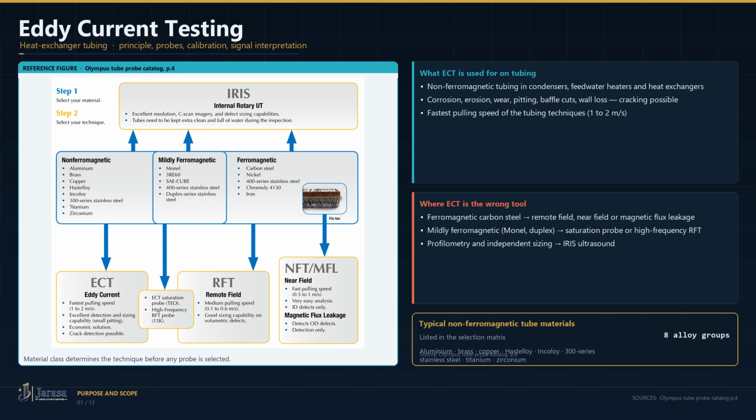Eddy current testing is a non-contact electromagnetic method, and in heat exchanger work it is the primary tool for inspecting non-ferromagnetic tubing. This selection matrix comes straight from the Olympus Tube Inspection Probe catalog. Non-ferromagnetic alloys: aluminium, brass, copper, Hastelloy, Incoloy, 300 series stainless, titanium and zirconium go to eddy current. Ferromagnetic carbon steel goes to remote field, near field, or magnetic flux leakage. Get this step wrong and nothing downstream is defensible.